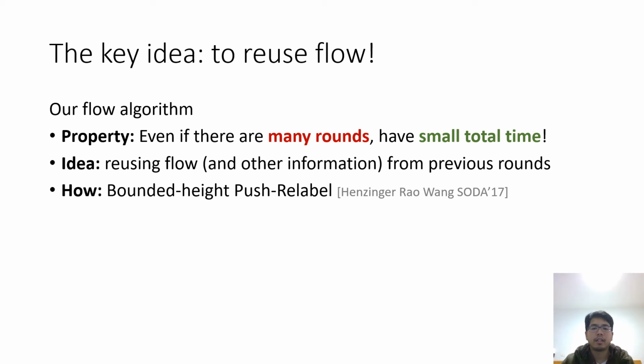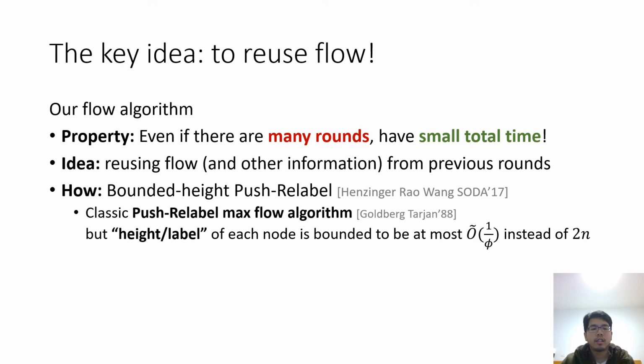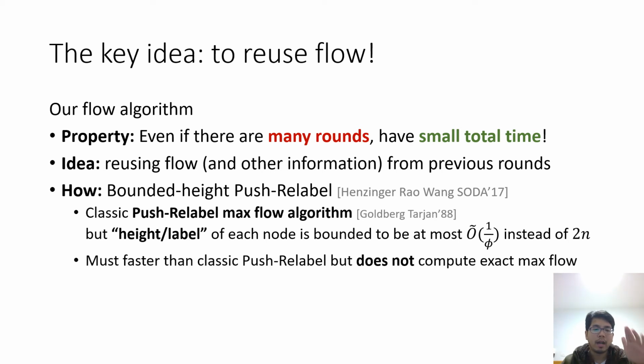And this is introduced by Henzinger, Rao, and Wang. This is actually just a classic push-relabel max flow algorithm that is introduced by Goldberg and Tarjan, but with one modification: the height or level which is maintained in this push-relabel algorithm will be bounded by something small instead of 2n as before in the classic algorithm. So once you bound this height, it will be much faster than the classic one, although it does not compute exact max flow anymore.